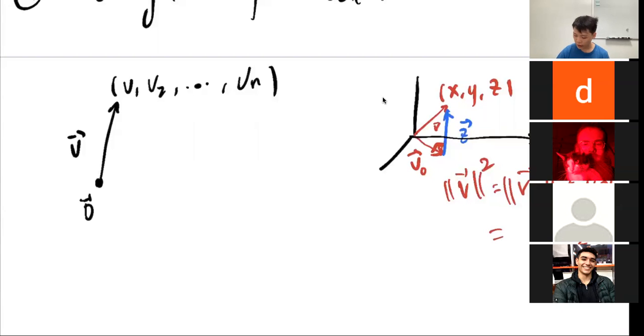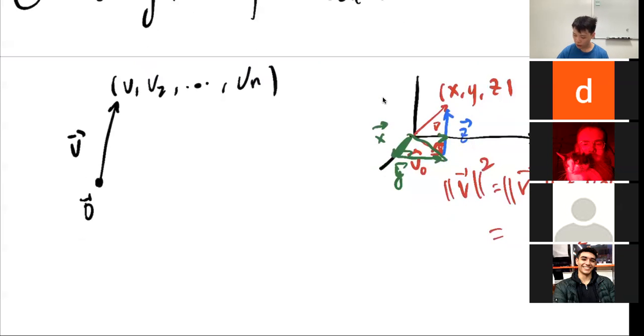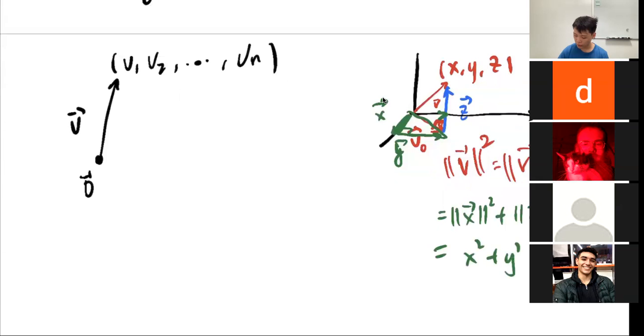Well, we can break the vector v0 down into here and here, right. You look at the right triangle here. On this side, you get vector x, which has the same length as the coordinate x. Here you have vector y, which has the same length as the coordinate y. So the length of v0 squared is just x squared plus y squared. Right? So the result is x squared plus y squared plus z squared.